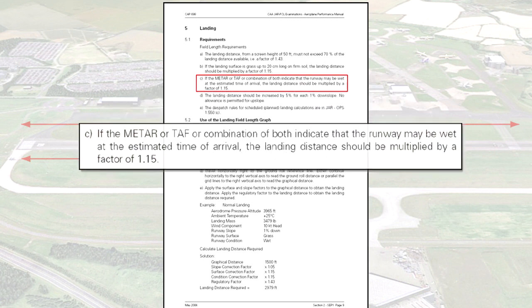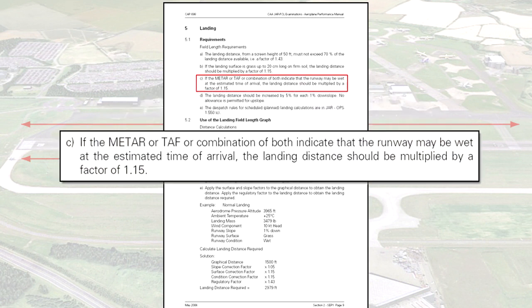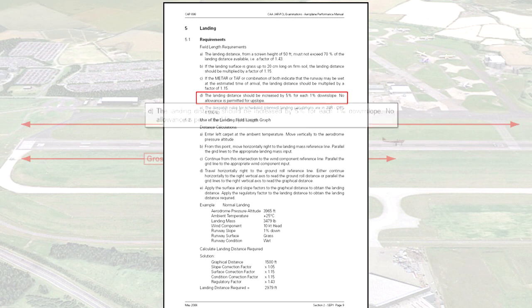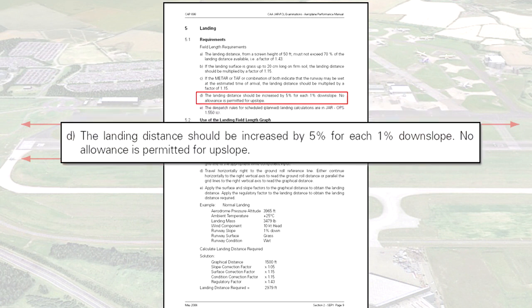Point C states that if there is an indication that the runway may be wet at the estimated time of arrival, the landing distance should be multiplied by a factor of 1.15. Again, multiplying the calculated landing distance by a factor of 1.15 will increase the landing distance by 15%. Point D states the landing distance should be increased by 5% for each 1% downslope. This means that for a 1% downslope, the landing distance should be multiplied by a factor of 1.05. Therefore, for a 2% downslope, the factor would be 1.1.